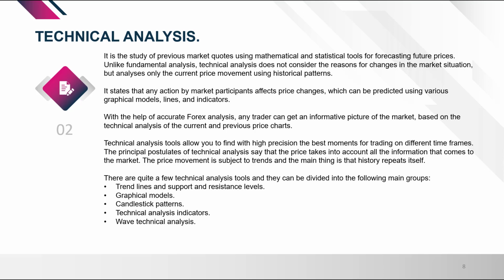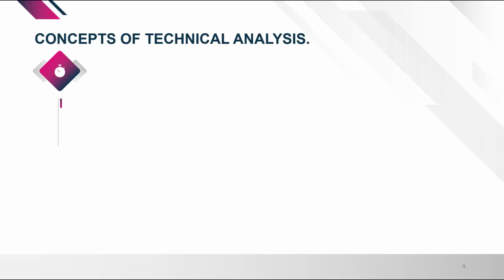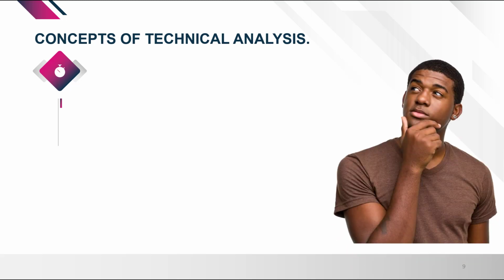There are quite a few technical analysis tools that can be divided into the following main groups. Number one, we've got trend lines and support and resistance levels. These are technical analysis tools. We've got graphical models, we've got candlestick patterns, we've got technical analysis indicators, we've got wave technical analysis. So what are the concepts of technical analysis?